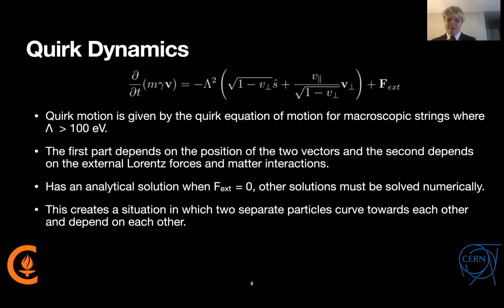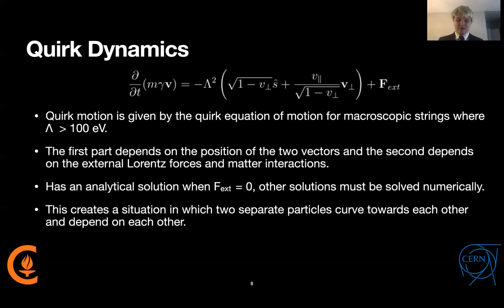For these macroscopic strings, quirk motion is given by the quirk equation of motion shown at the top, at least when lambda is greater than 100 electron volts, and we can approximate the string as straight. Here, gamma is the Lorentz factor, s is the unit vector in the direction of the string, and v perp and v parallel are the velocity perpendicular and parallel to the string. The external force is the Lorentz forces and matter forces that affect the quirk.